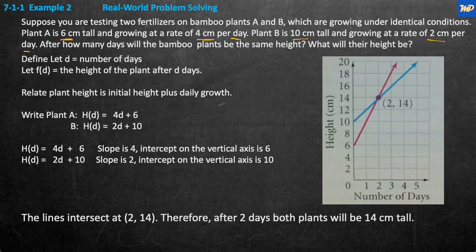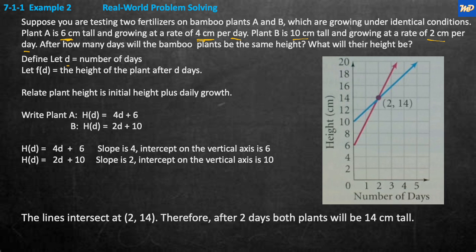Okay, so what do we do? Let's define D as the number of days that they're going to grow. And f of D, or remember the y term, right? F of D is equal to the height of the plant after D number of days. So we're going to relate the plant height: the initial height plus the amount of daily growth. Initial height in one case here was 6 centimeters, and the daily growth is 4 per day. The other one is 10 centimeters and 2 per day.